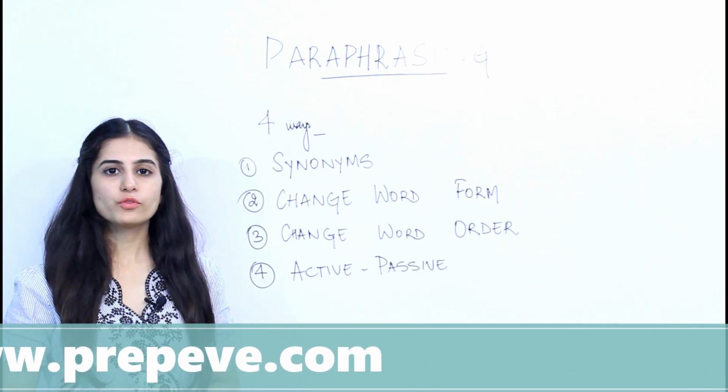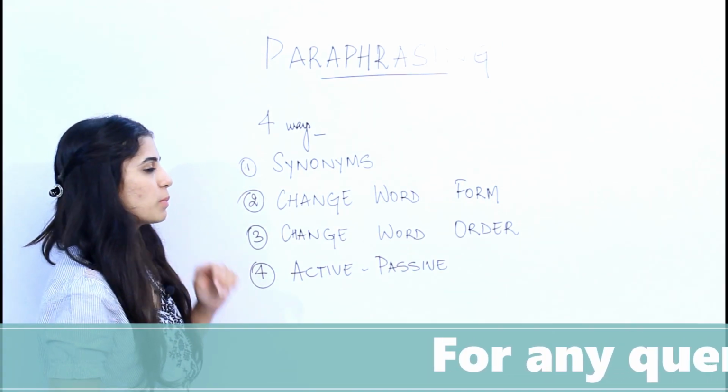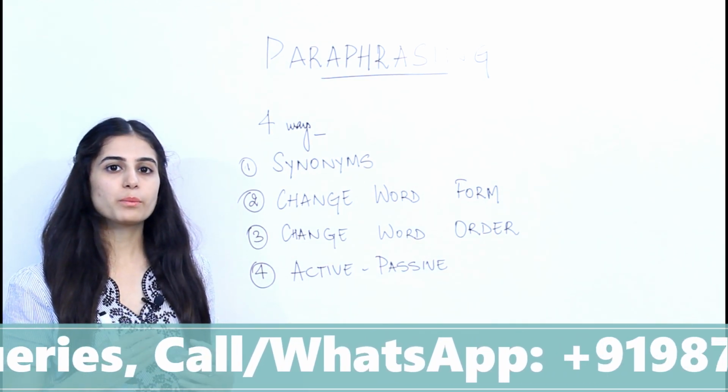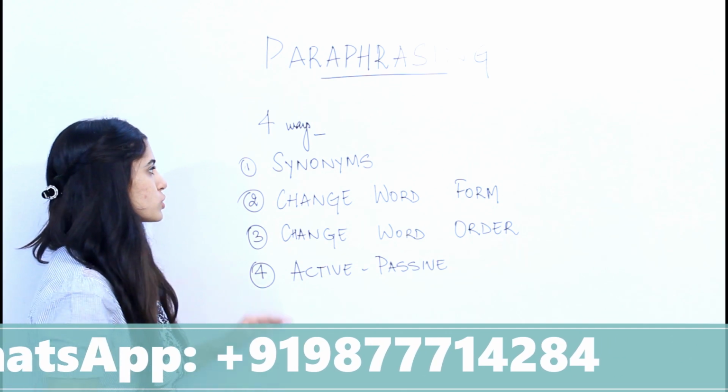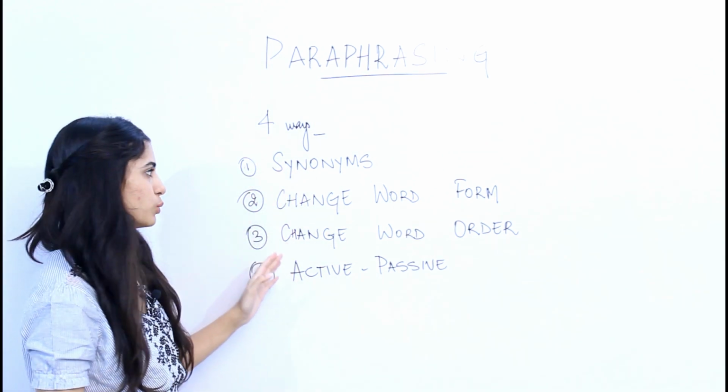There are 4 ways of paraphrasing your question. The first one is by using synonyms to change the vocabulary or the words that are being used in your question. So synonyms are my personal favorite. These are easiest to do.